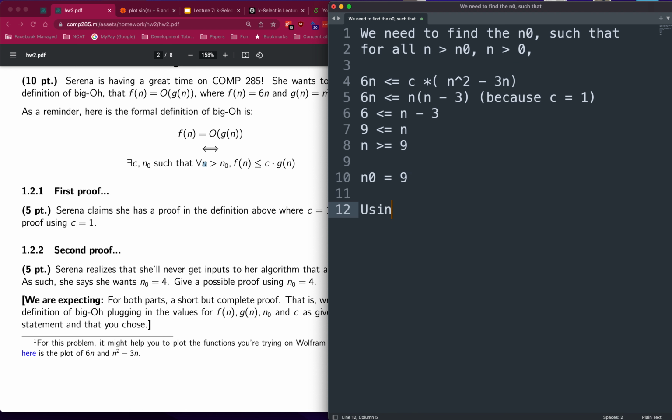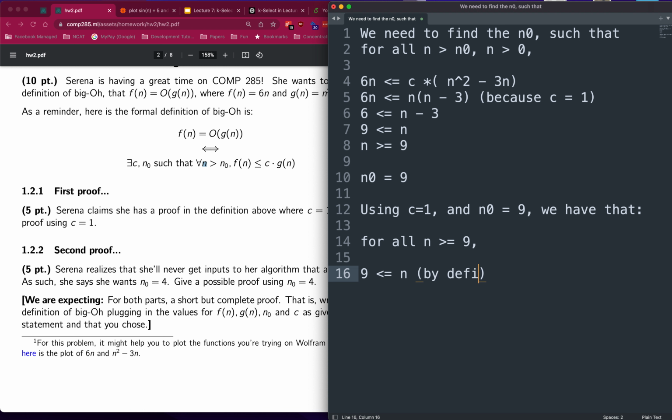proof is you would say, using c equal 1 and n0 equal to 9, we have that for all n bigger than or equal to 9, 9 is less than or equal to n. This is by our assumption, not by definition, right? This is for all n bigger than or equal to 9, 9 is less than or equal to n.